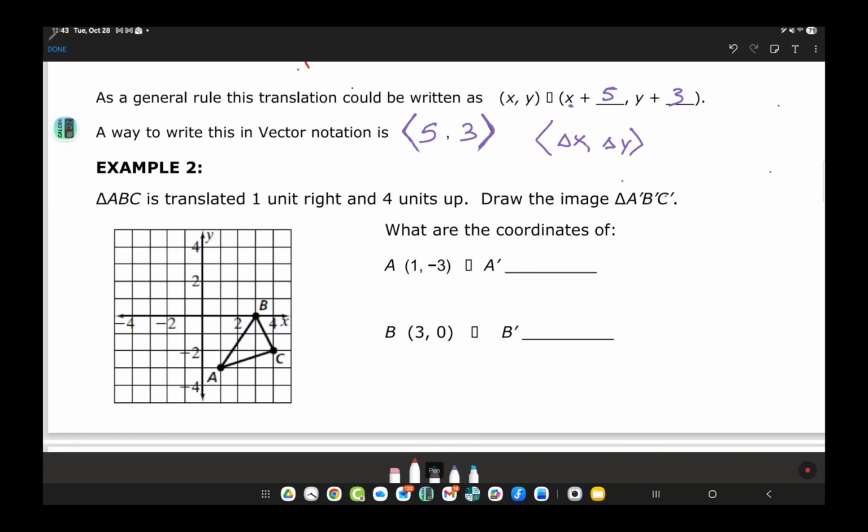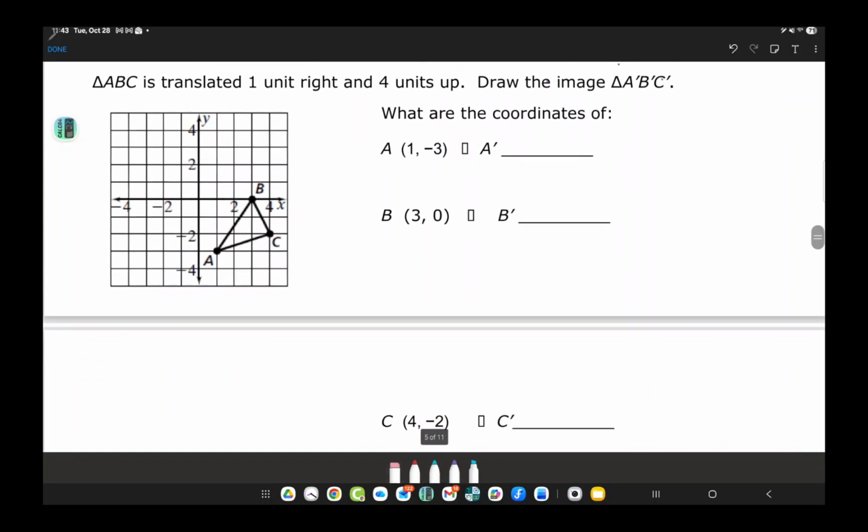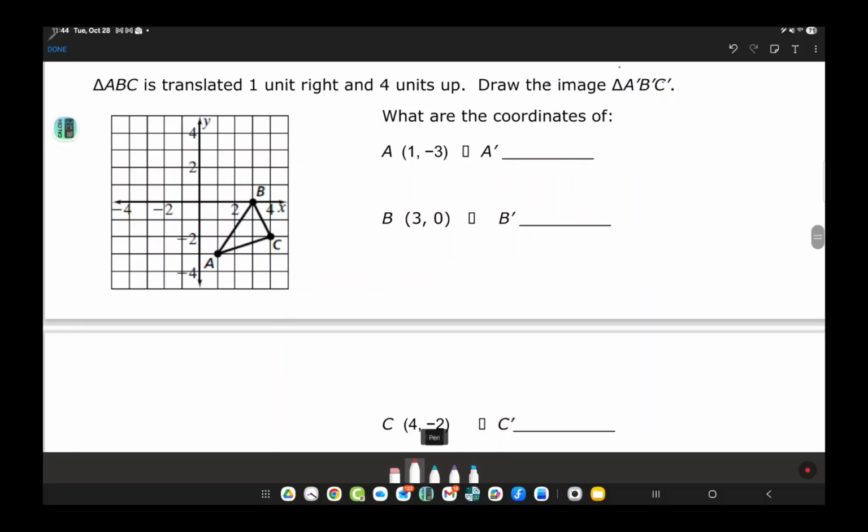I do not know why my values are doing this, but let's see, it's probably on the next page. Yeah, there it is. All right.